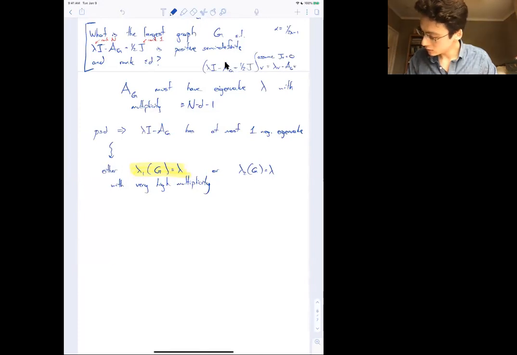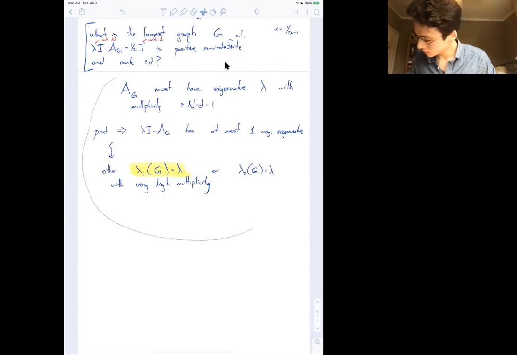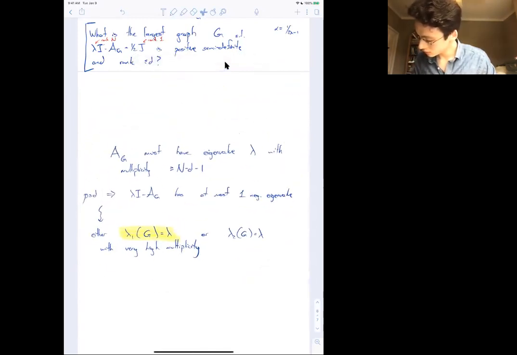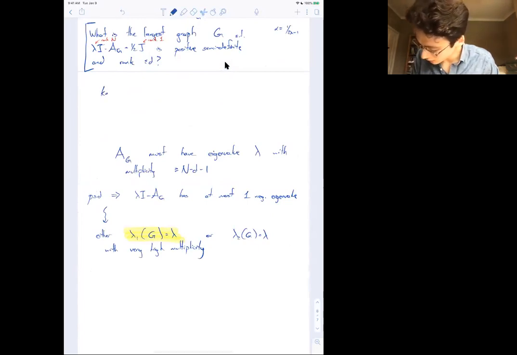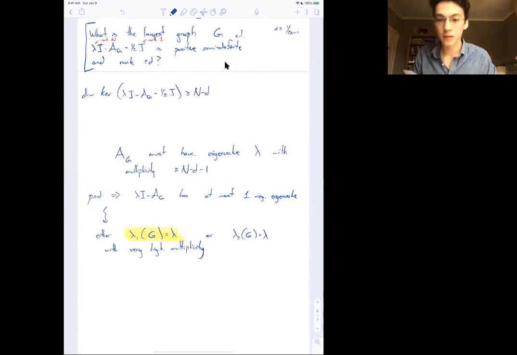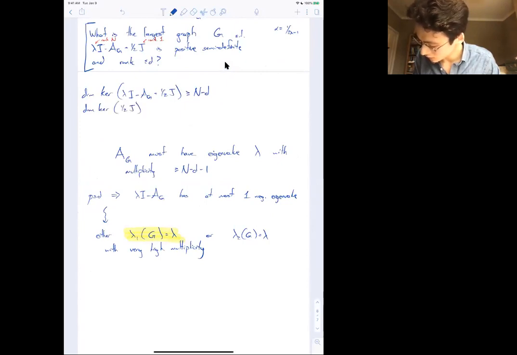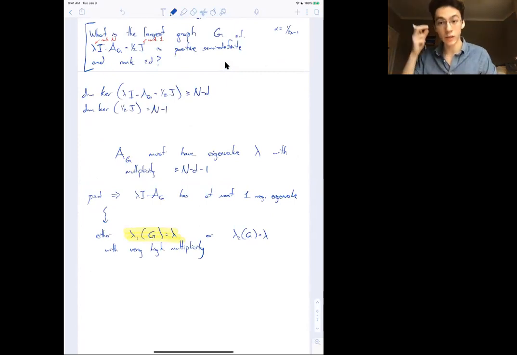Sorry, let me write this in a slightly different way. So we know that the dimension of the kernel of lambda I minus A_G plus 1/2 J is at least n minus d. That's the assumption. And the dimension of the kernel of 1/2 J is just n minus 1, since it's a rank 1 matrix.